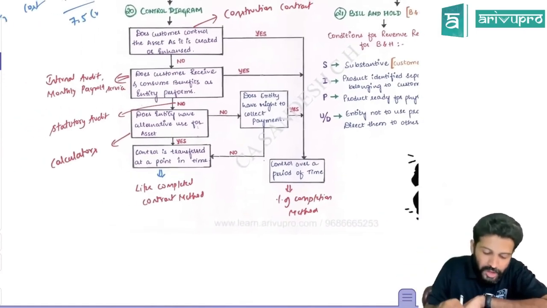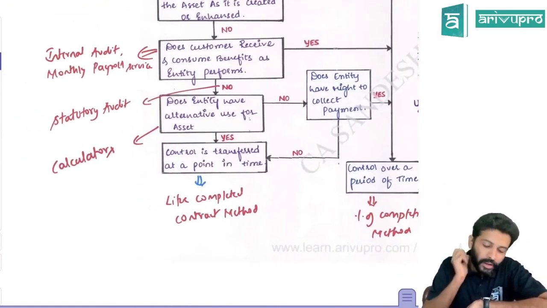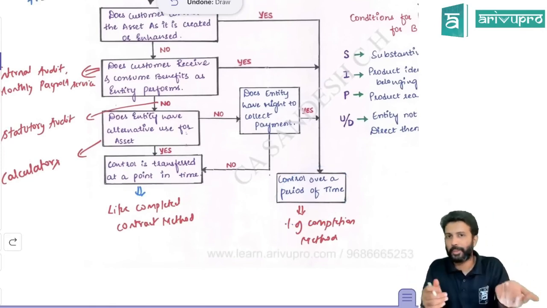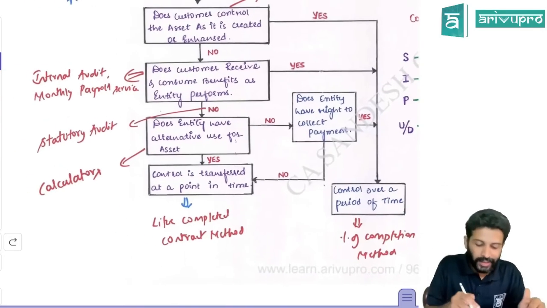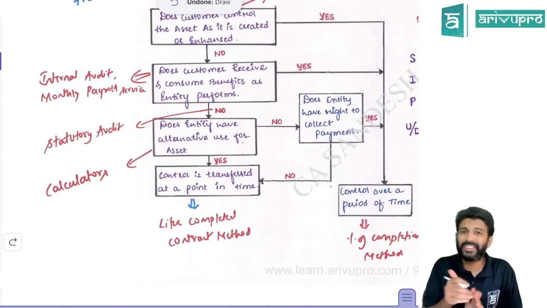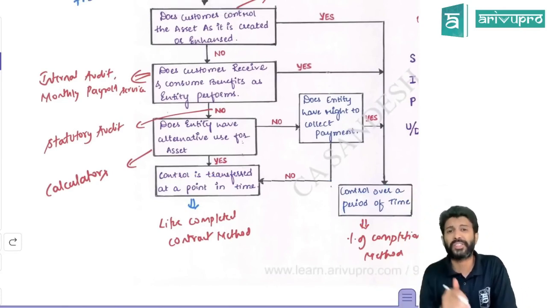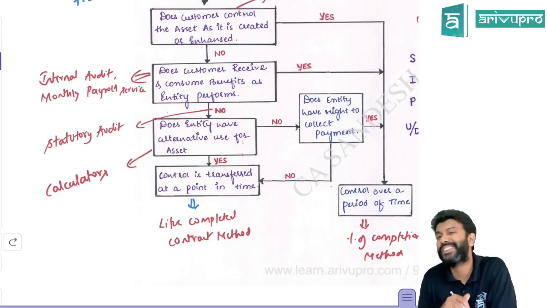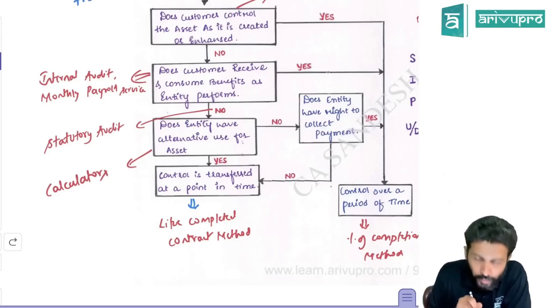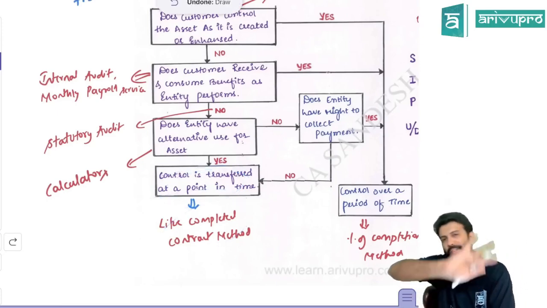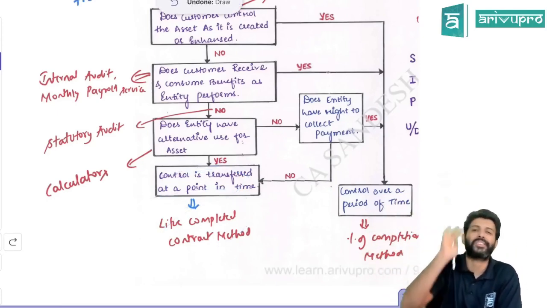So performance obligation can be satisfied at a point in time or over a period of time. At a point in time is like what you have studied in your costing, or in your AS 7 also: completed contract method, percentage completion method. So if performance obligation or control is transferred at a point in time, then you will account for it like the completed contract method. Only after the contract is fully completed will you recognize the revenue.